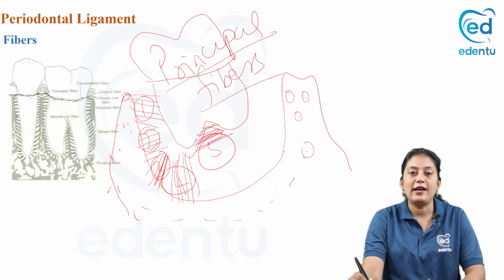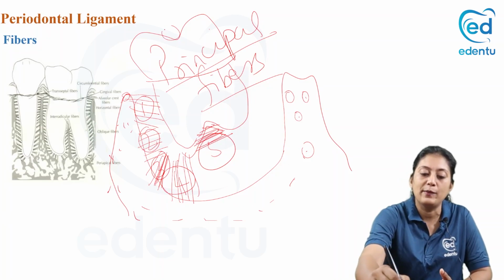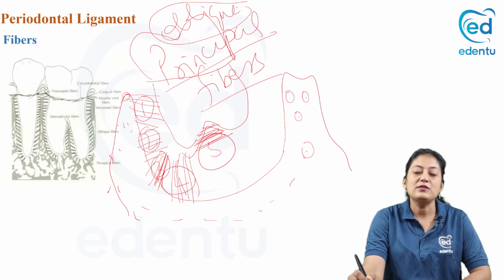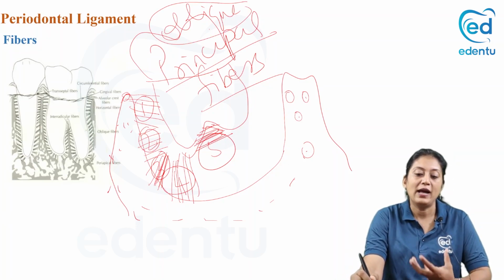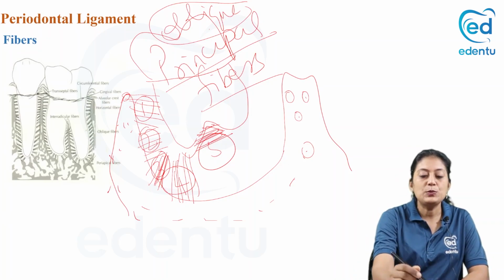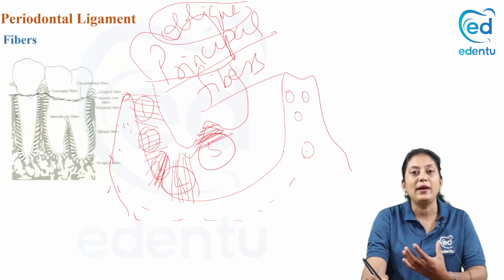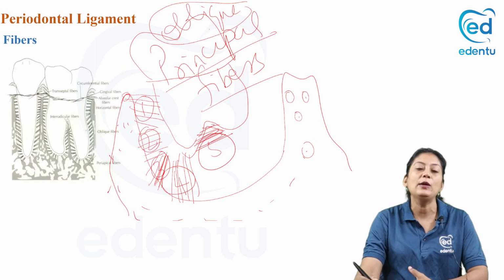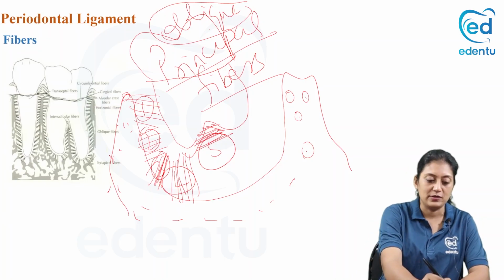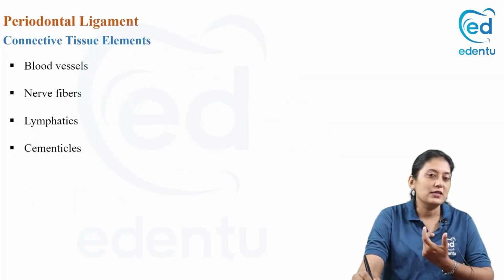Of all these 5 fibers, the most predominant, which forms the bulk, is the oblique fiber. This is very frequently asked as an MCQ. Of all the fibers, which one is the most predominant? The bulk is made up of the oblique group of fibers. So this principal group of fibers is named based only on the direction. But biochemically, what are they made up of? They are made up of collagen, elastin and reticulin fibers. So you have extracellular substance in the form of fibers and ground substance.